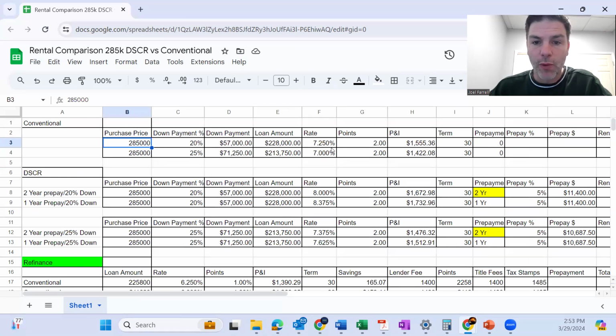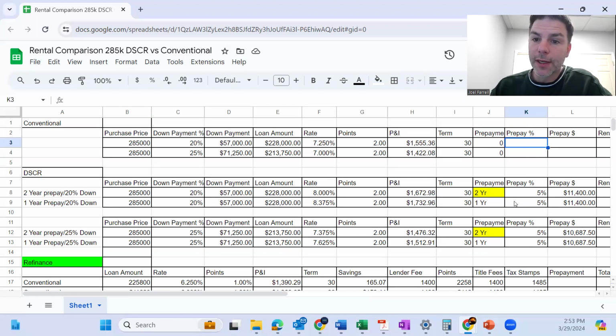And what you can see here is that the rates are going to be higher. And when you put 20% down, 8% versus 8.375%, the difference is the prepay. On a DSCR loan, there's a prepay, and this is one example with one of our investors. If you pay off the loan early, you've got a 5% prepayment fee that gets tacked onto your balance. On a conventional loan, you don't have that.